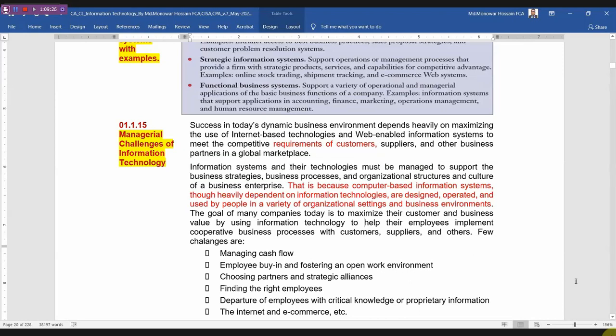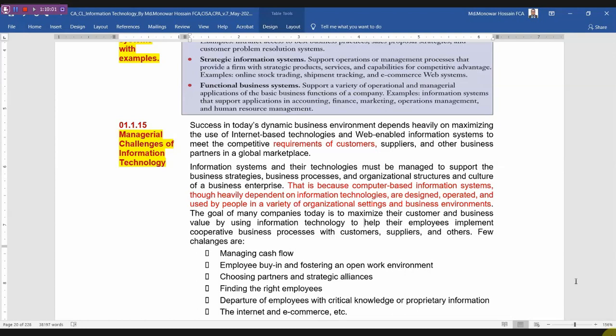Now every day, technology within the system, we need process management, we need security management, etc. Success in today's dynamic business environment depends heavily on maximizing the use of internet-based technology and web-based information systems to meet the competitive requirements of customers, suppliers, and other business partners in the global marketplace.